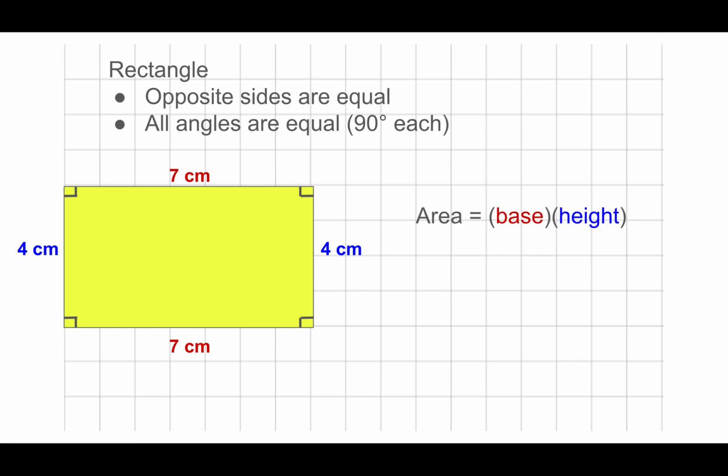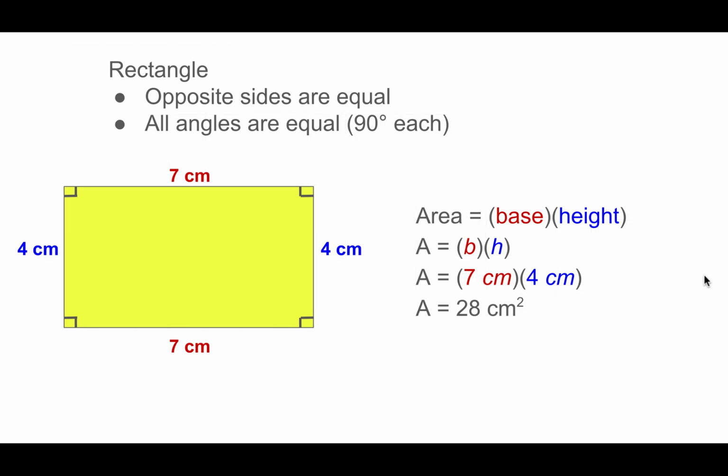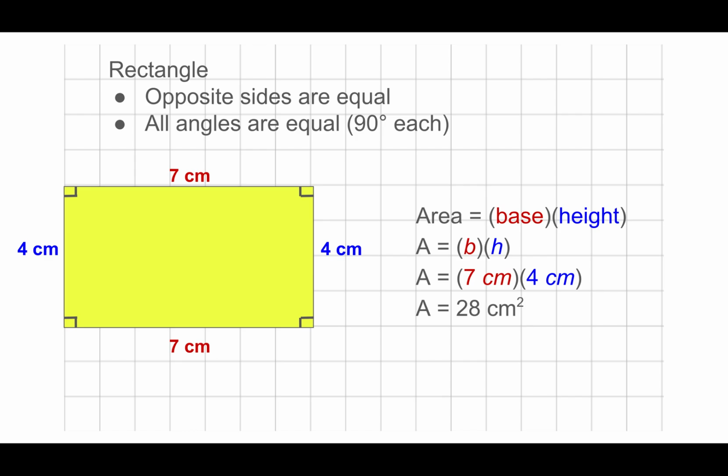So the area of a rectangle is the base multiplied by the height, which again we can write as b multiplied by h. We can replace the b with the 7 because that's my base, and we can replace the h with the 4 because that's my height. And the product of 7 and 4 is 28. So the area of this rectangle is 28 square centimeters.